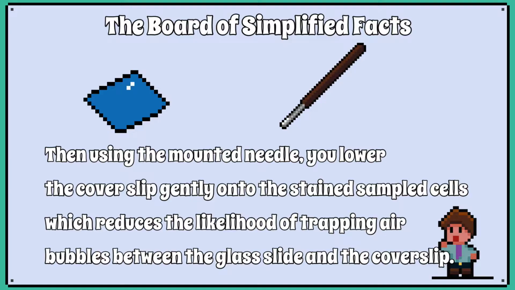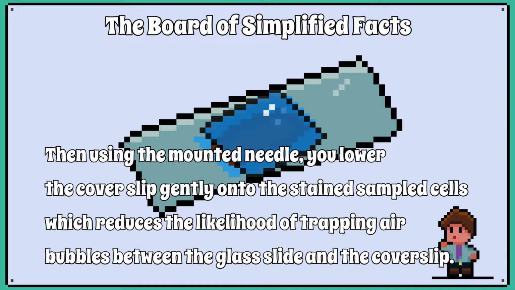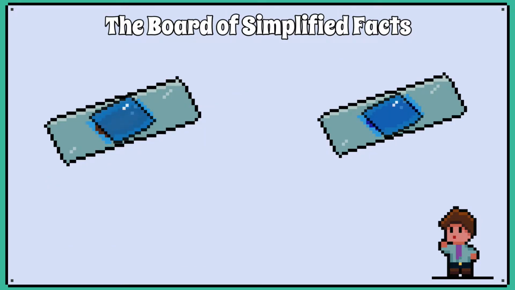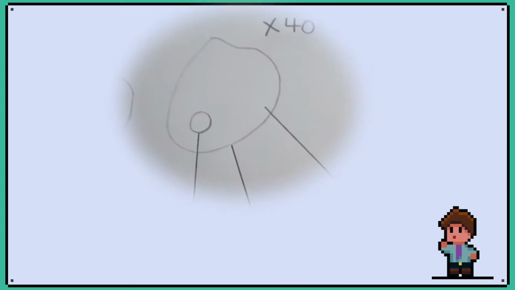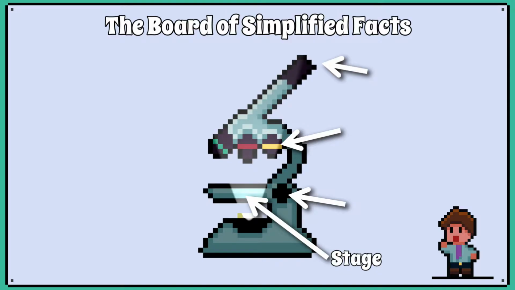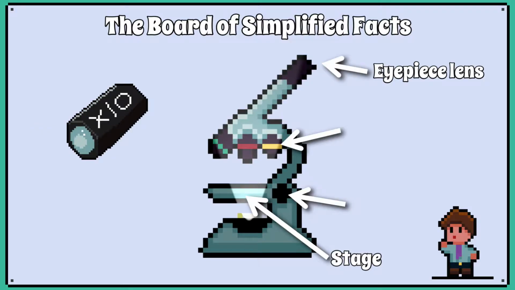Then, using the mounted needle, you lower the cover slip gently onto the stained sampled cells, which reduces the likelihood of trapping air bubbles between the glass slide and the cover slip. Now that we have our slides prepared, we need to view the cells at different magnifications and draw and label the cell features that can be seen using a light microscope. In an exam, you might be asked to label a microscope and demonstrate that you know how to calculate the total magnification being used by the light microscope. What you look through is called the eyepiece lens.